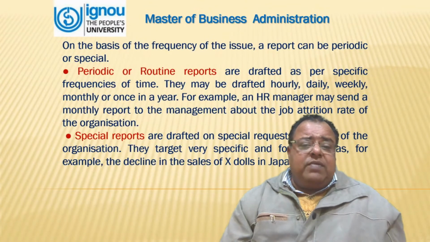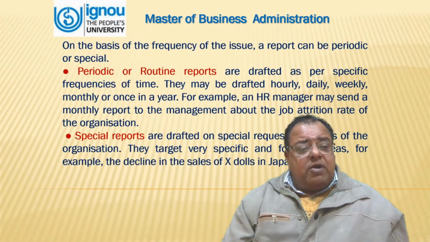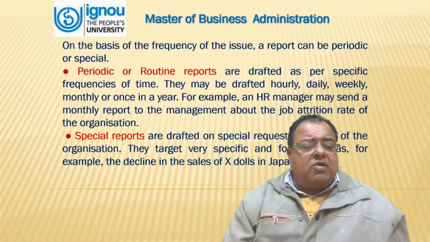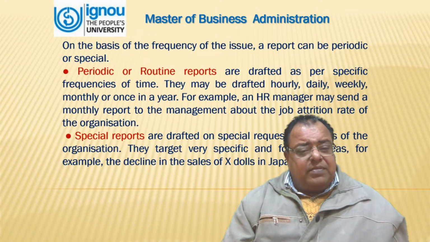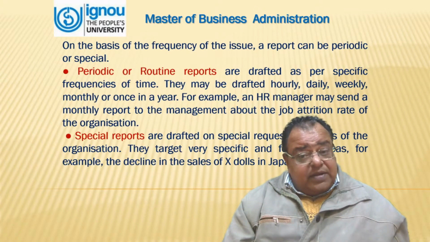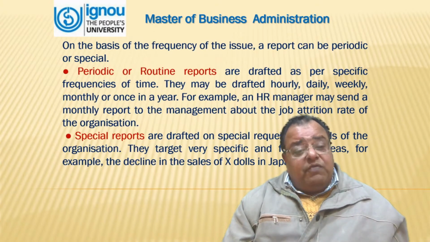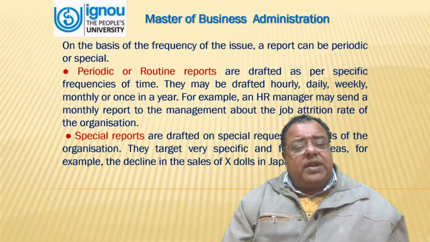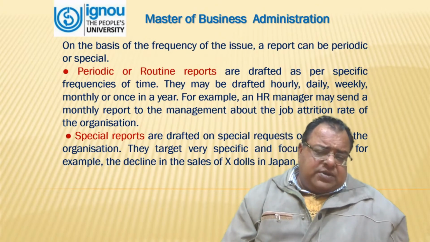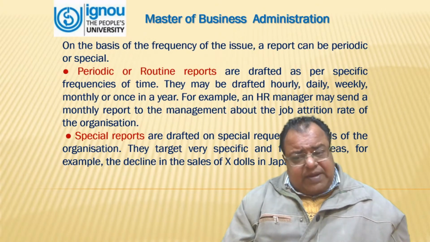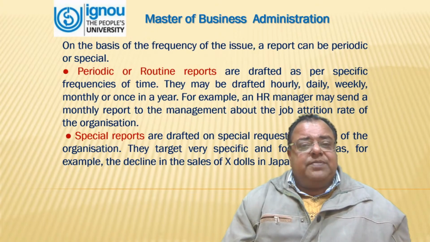On the basis of the frequency of the issue, a report can be periodic or special. Periodic or routine reports are drafted as per the specific frequencies of time. They may be drafted hourly, daily, weekly, monthly, or once in a year. For example, an HR manager may send a monthly report to the management about the job attrition rate of the organization.